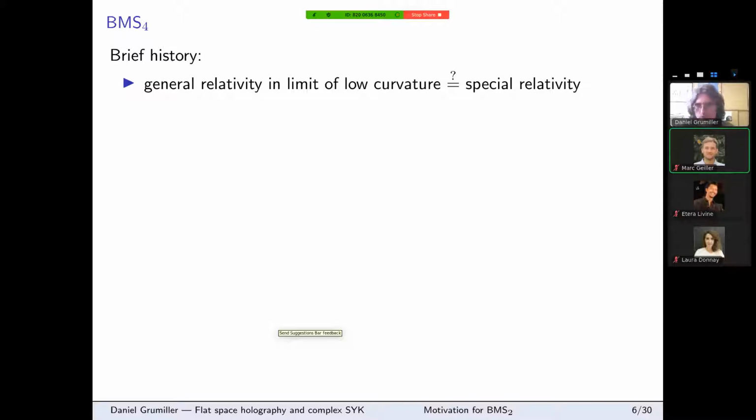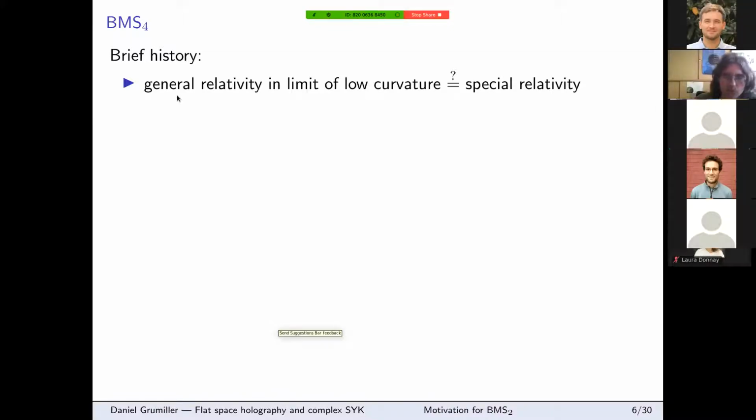This was also historically the first known example of non-trivial asymptotic symmetries. And here I give a brief history. I'm not a science historian, so I'm not trying to reflect the actual history very precisely, but I think it's a correct statement that until the 60s, the general sentiment was that general relativity in the limit of low curvature must be identical to special relativity. And the reason why most people believe this is because it's very plausible.